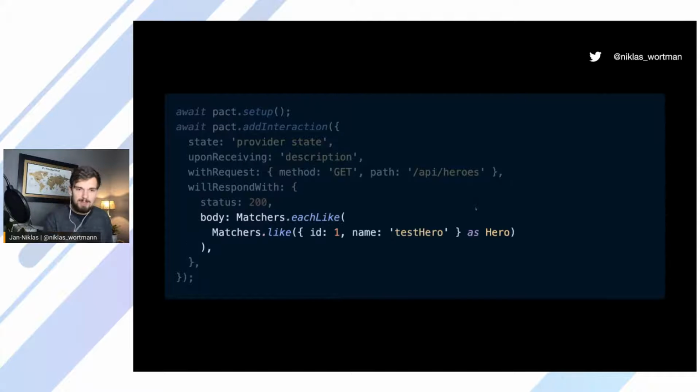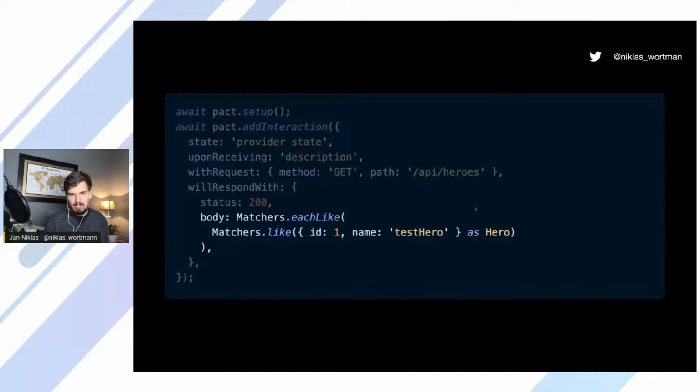what I'm specifying now in my body are so-called matchers. Pact comes with a matchers API, which you can consider kind of like regex. So you can say, I'm still expecting an array, but eachLike says I'm expecting an array with at least one item in it. And then in eachLike, you can specify the shape of each object in that array.